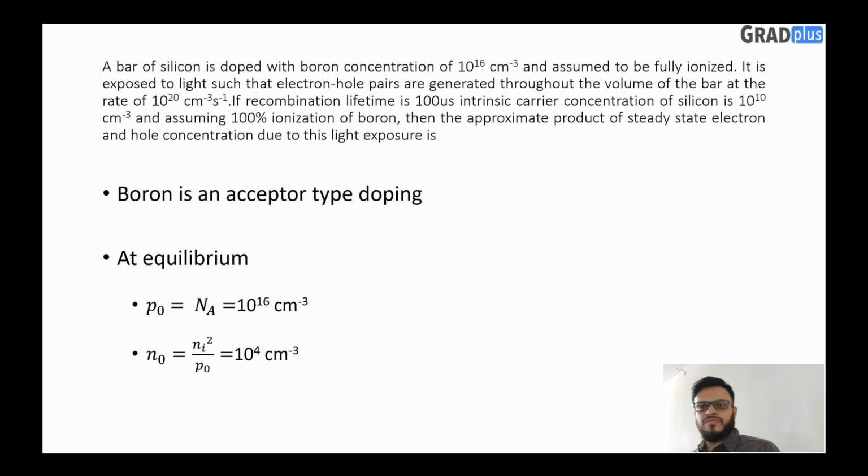So now, as we have already discussed, boron is an acceptor type doping, that is we get Na after the doping. So now what is the value at equilibrium, that is before exposing this to light? As you know, in a p-type semiconductor, the majority carriers are holes.